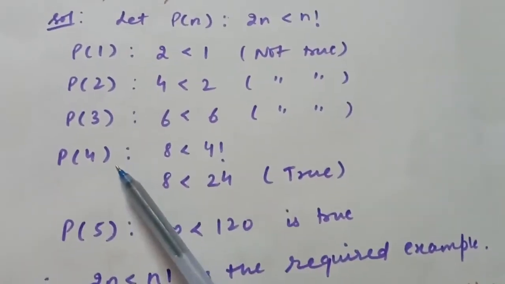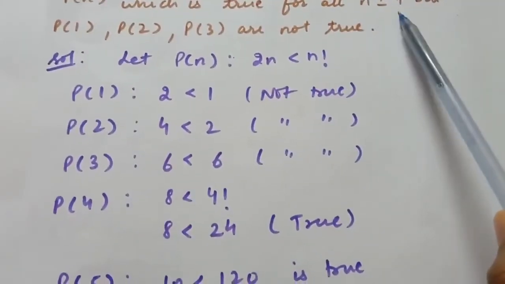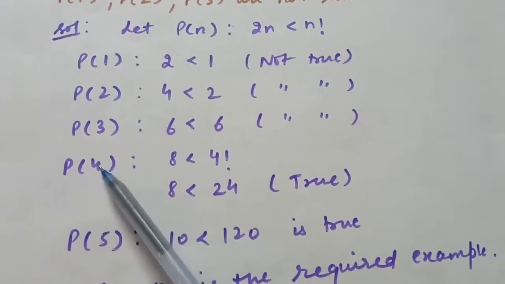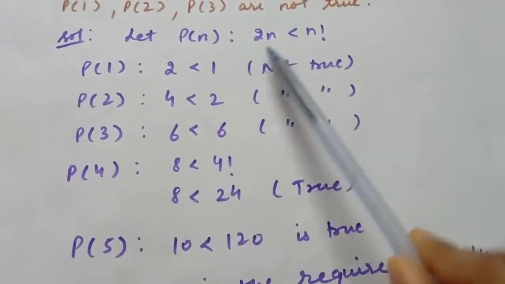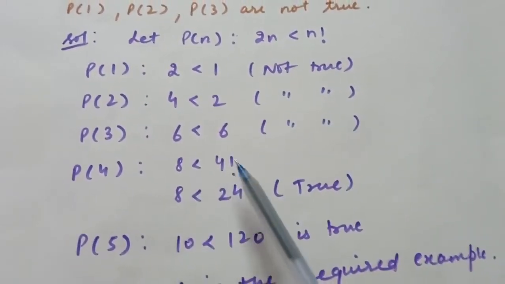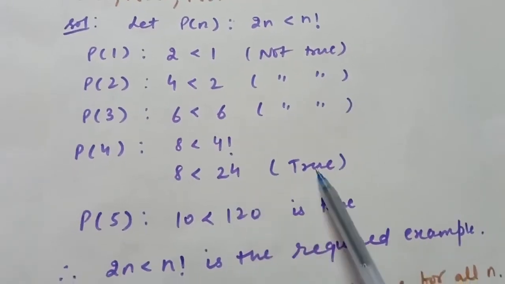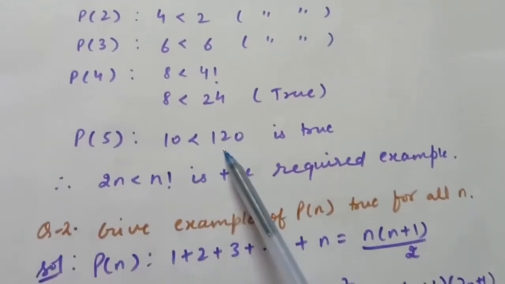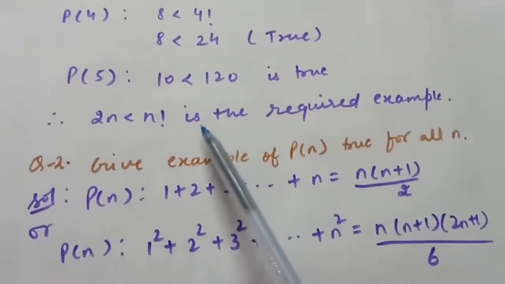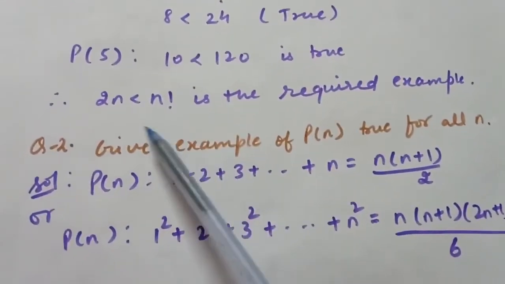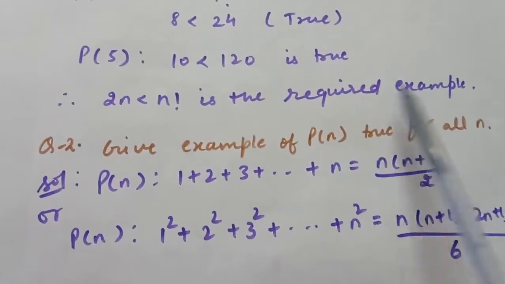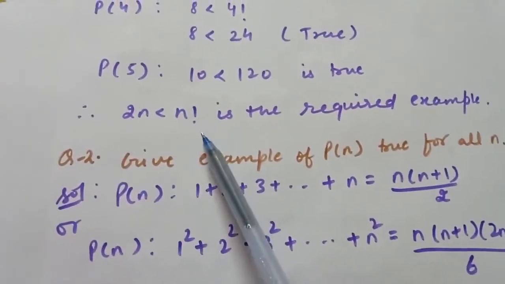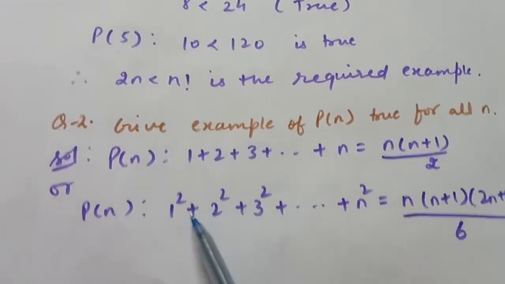Now P4 will be for n equal to 4 or greater than 4. We want the statement to be true. So P4 is 4 into 2, 8 less than 4 factorial. 4 factorial is 24. This is true. Similarly, when you check for P5, 10 less than 120 is true. Therefore, this is the required example, that the statement is true for n greater than or equal to 4, right?